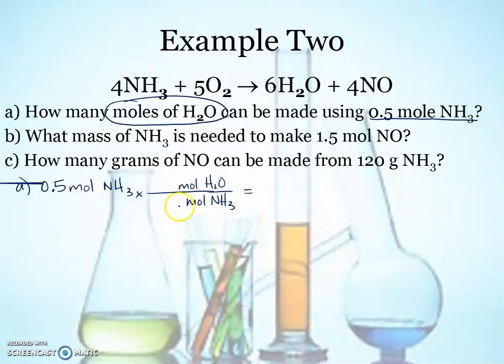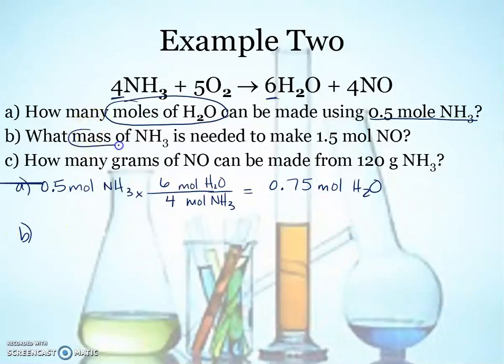What numbers do I get here? Well, I pull them from the balanced chemical equation. We've got 4 and we've got 6. Right? So now we do the math. We're actually going to do the math on this one. So we've got 0.5 times 6 divided by 4, and that gives us 0.75 moles of H2O. So we would make 0.75 moles of H2O by using this many moles of ammonia. See how easy that is?